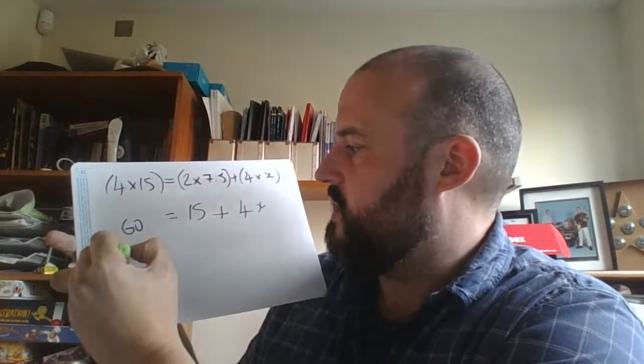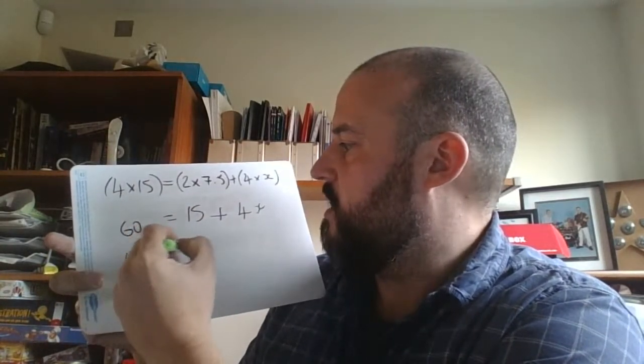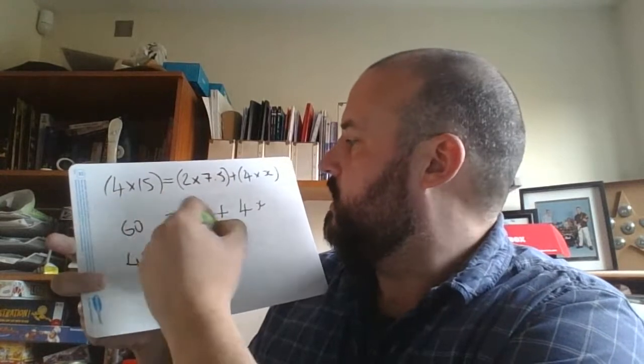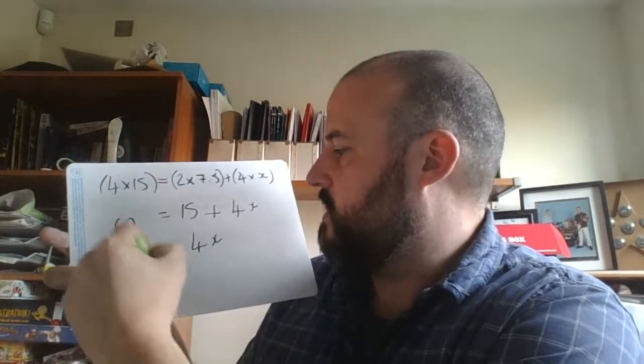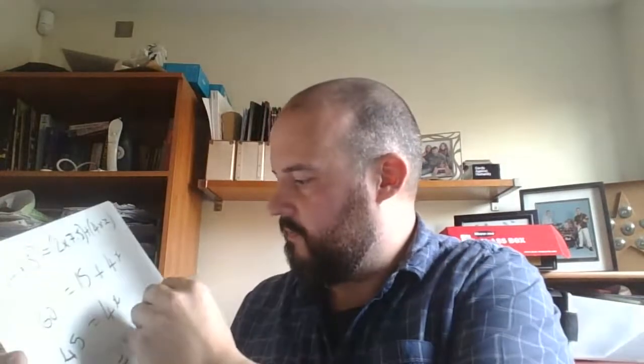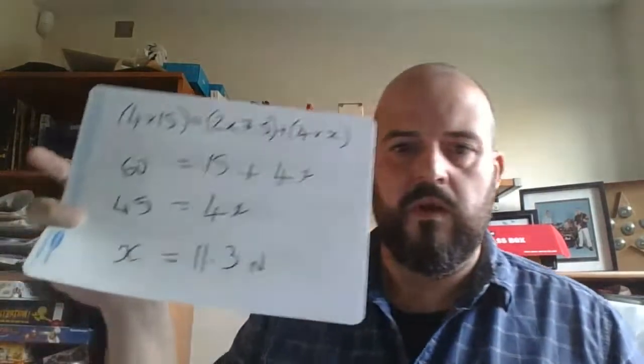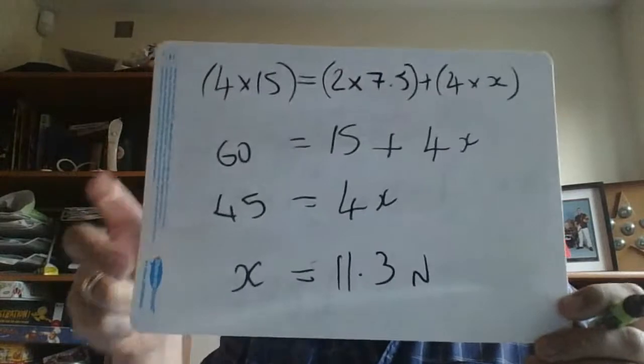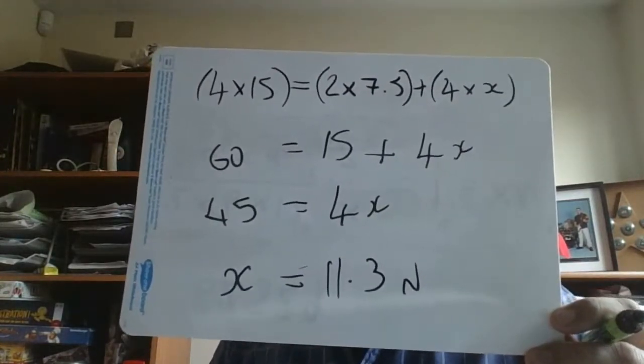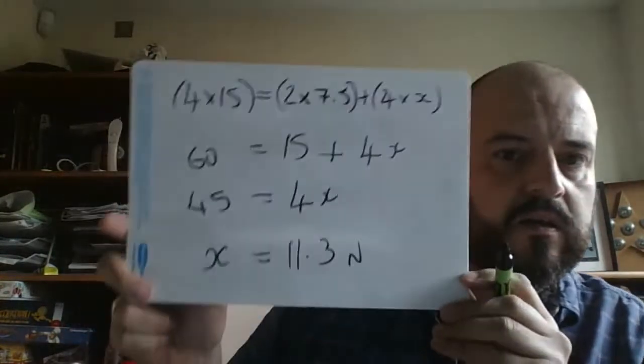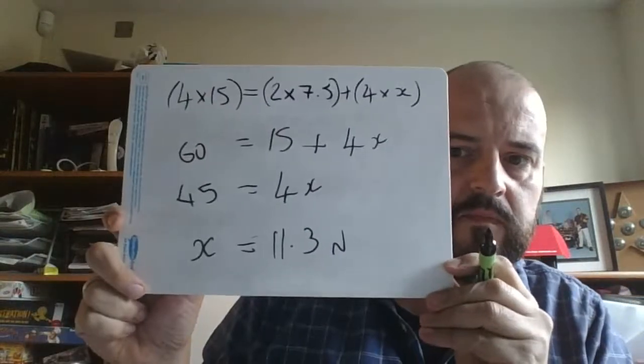Take 15 from this side. 45 is equal to 4x. So x equals, let's just do it, 11.3. Okay, so I'll just leave it there for a second in case you're looking at that. That gives us answer C. Hopefully that makes some sense. Question 2.